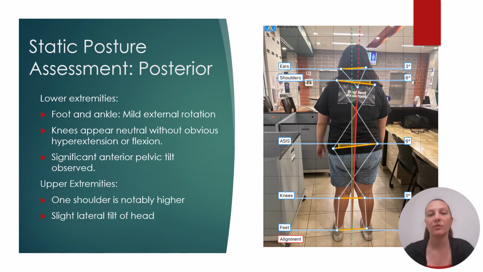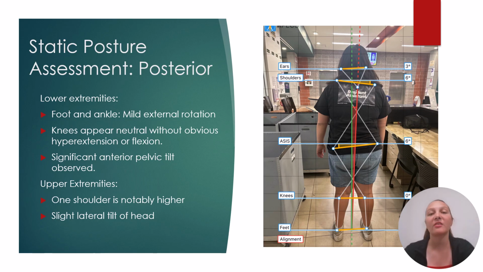Starting at the lower extremities, we can see that there is some foot and ankle mild external rotation. We additionally can see that their knees appear to be very neutral and that there is still a significant anterior pelvic tilt observed. But focusing on those upper extremities, we can see that one shoulder is positioned to be notably higher than the other, and this asymmetry suggests muscular imbalances, likely tightness in the upper traps and levator scapulae on the elevated side, and then potential weaknesses in the mid and lower trap muscles.